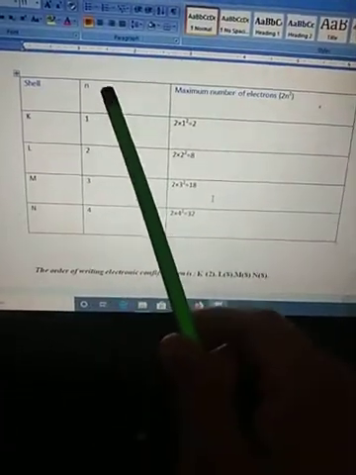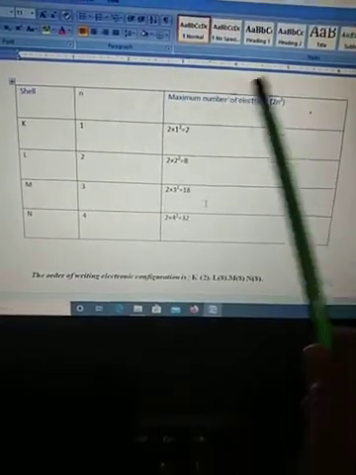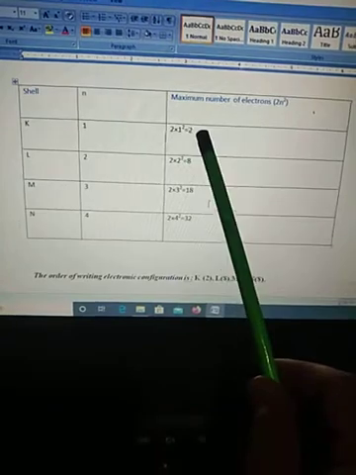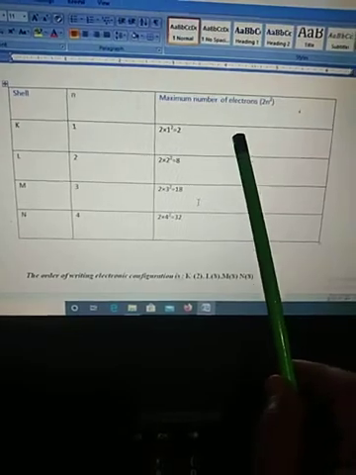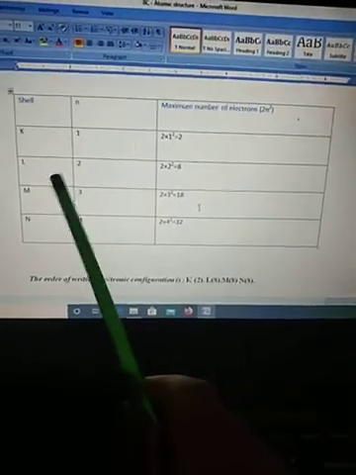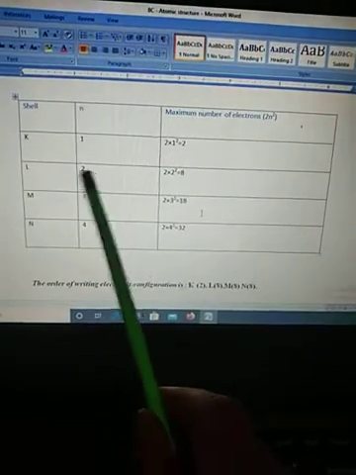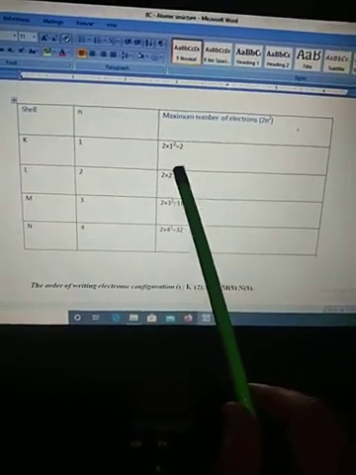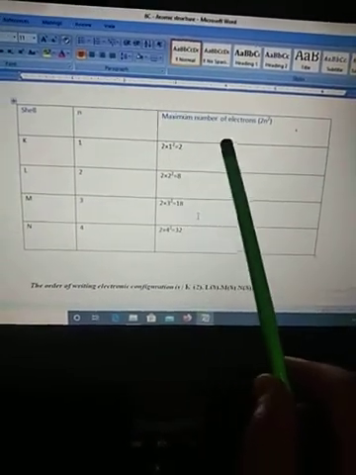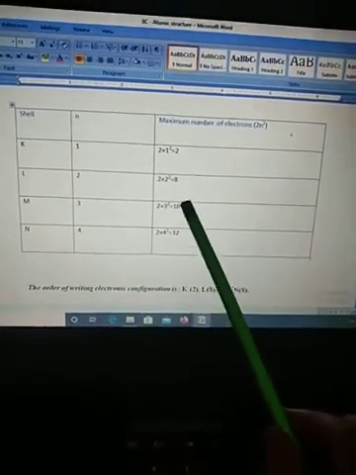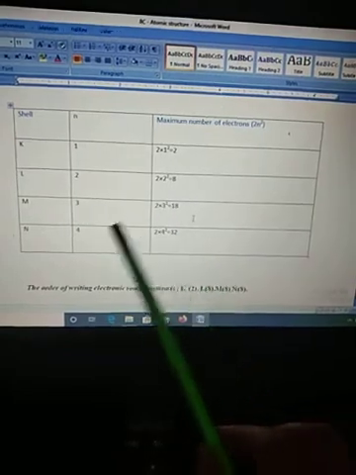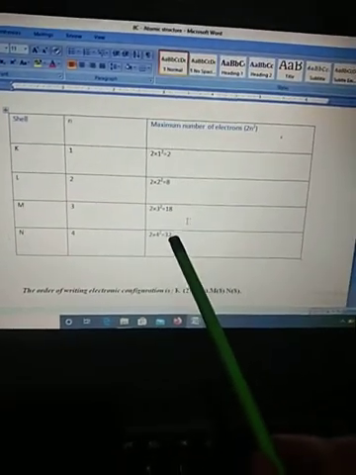Say for example if it is the K shell, the value of n will be 1. By putting it in the formula 2n square, it will be 1 square, so it will be 2. That means in the K shell the maximum number of electrons we can put is 2. Similarly, when n equals 2, that is the L shell, it will be 2 square, which is 4 into 2, 8. That means in the L shell we can have a maximum of 8 electrons. Similarly for n equals 3, we have the M shell and the total number of electrons will be 18. With n equals 4, the total number of electrons will be 32.